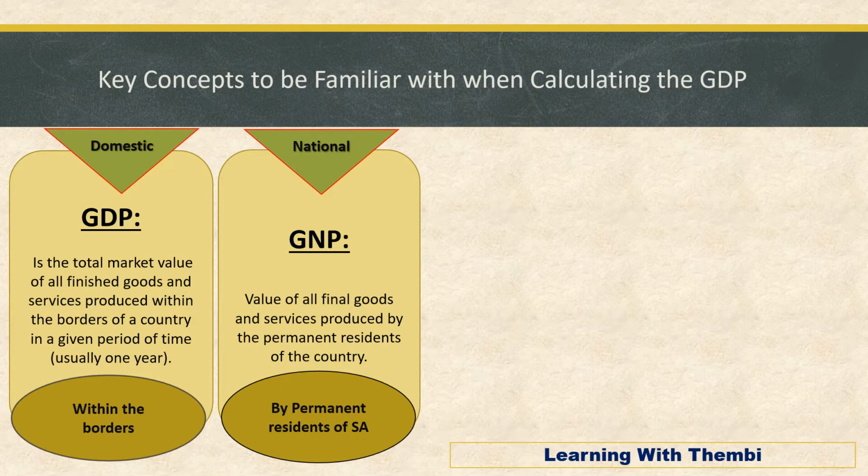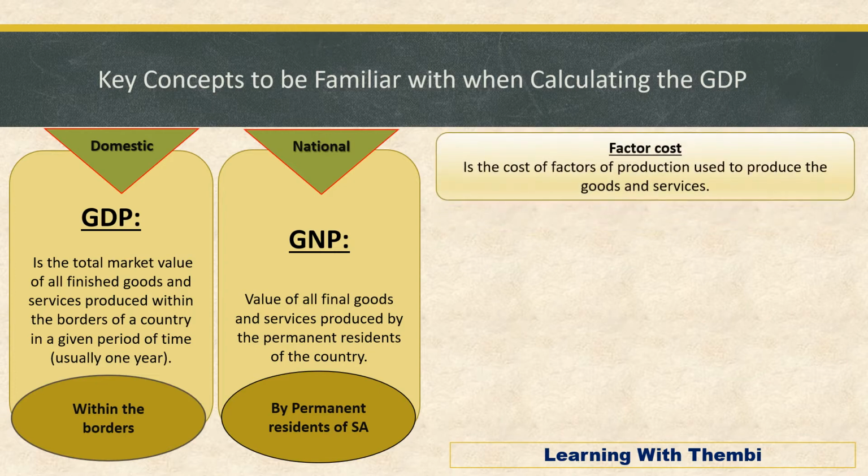So our third concept that we need to familiarize ourselves with is the factor cost. The factor cost is referring to the cost of factors of production which have been used to produce goods and services. So this is actually referring to the value or the income that has been received by the factors of production which were invested in the production process.